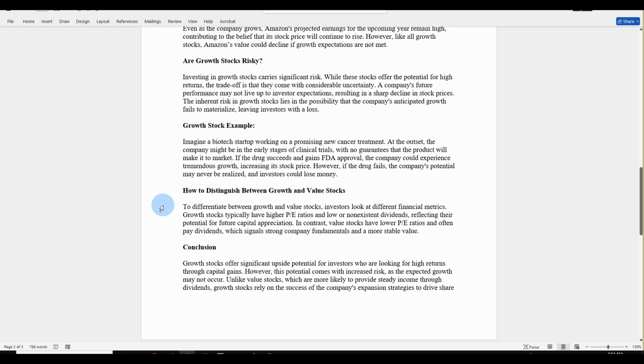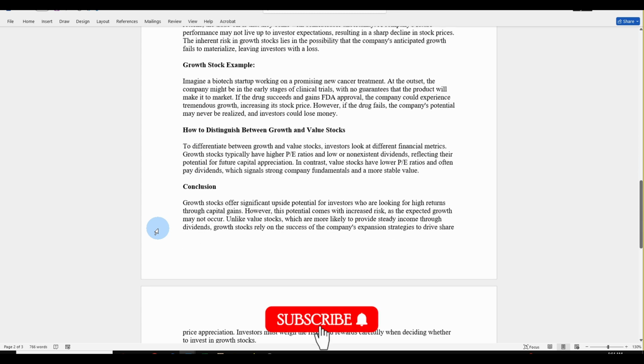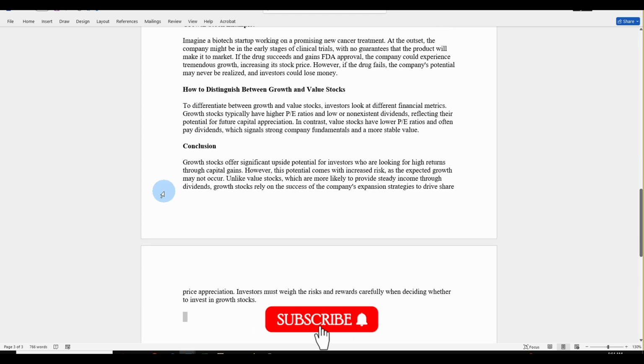How to distinguish between growth and value stocks? To differentiate between growth and value stocks, investors look at different financial metrics. Growth stocks typically have higher price-earnings ratios and low or non-existent dividends, reflecting their potential for future capital appreciation. In contrast, value stocks have lower price-earnings ratios and often pay dividends, which signals strong company fundamentals and a more stable value.